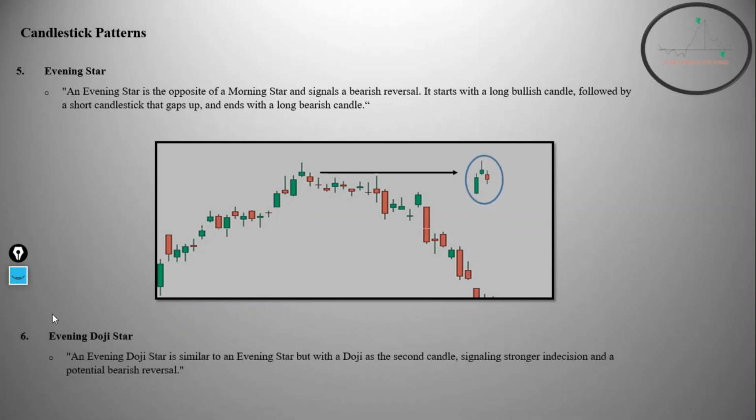The next pattern is evening doji star. The only difference between evening star and evening doji star is that the second candle is a doji, and it shows more confusion. Here it is kind of an inverse hammer, but in the case of evening doji star, the body will be thinner than this. Price open is equal to price close. Remember? That is how evening doji star will form. So let's move on to the next pattern.